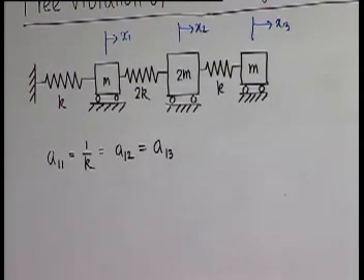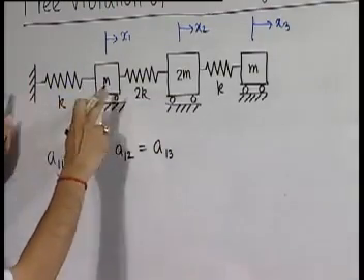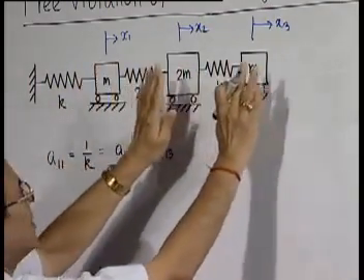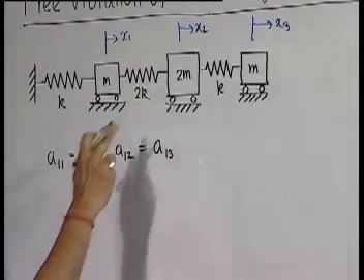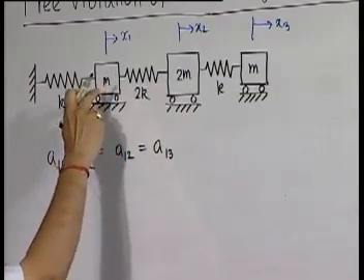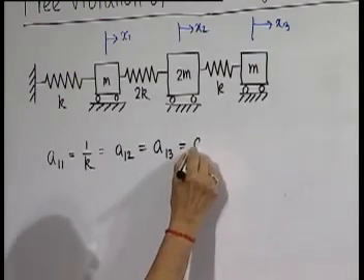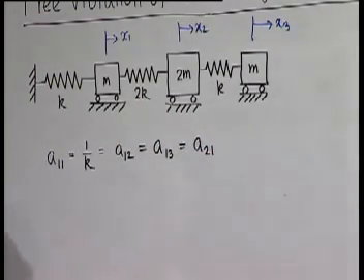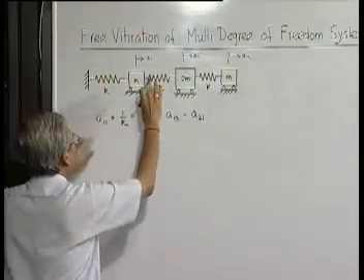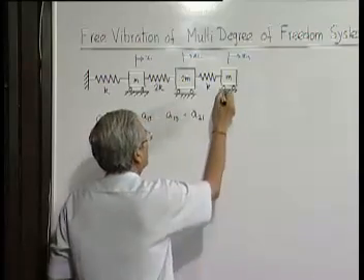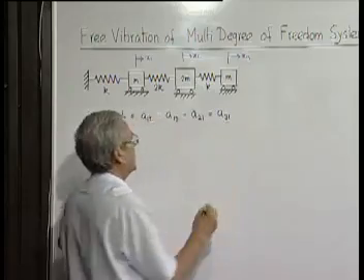Now, on the other hand, if I apply a unit load at 1, only this spring stretches, these things just displace as a rigid body without any distortion. So, the displacement at station 2 due to a unit load applied at station 1 will be same as 1 by k, and that is A21. Similarly, if I apply a unit load here, the stretch of this will be 1 by k, and this is moving just like a rigid body. So, the displacement of station 3 will be also equal to 1 by k, which is A31.